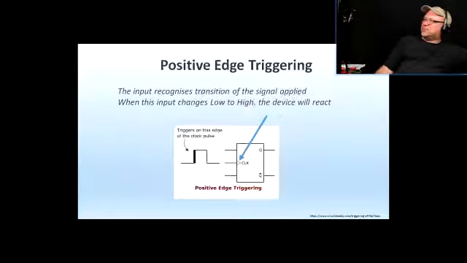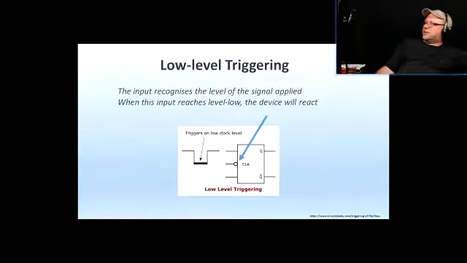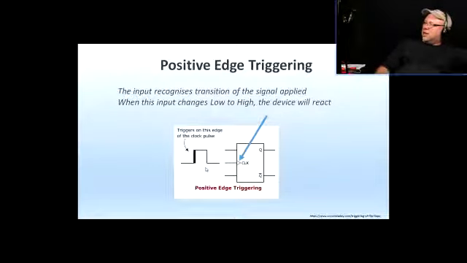All right, so now we're going to go to edge triggering. See where the thick line of the signal is on the low level signaling or triggering, sorry. Here's that thick line. So the device is going to react to this low level signal. Okay. Now we go to positive edge triggering. The input recognizes the transition of the signal applied. So here's the input here.